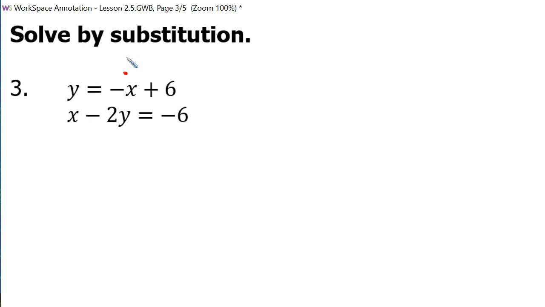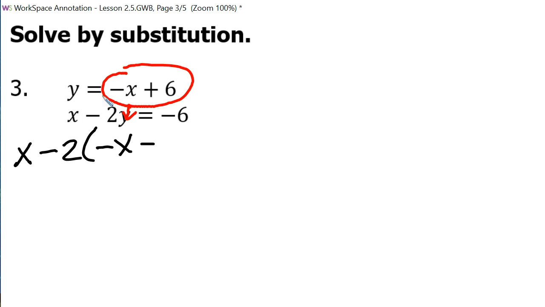And what do I circle? Negative x plus 6, and I draw my arrow to which variable? To the y. Then rewrite the bottom equation, so this will be x minus 2. What's being replaced? Put it in parentheses. Yes, the y is being replaced with negative x plus 6, and this equals negative 6.